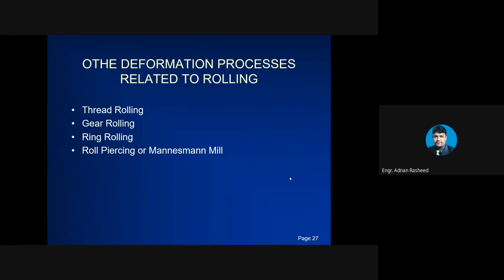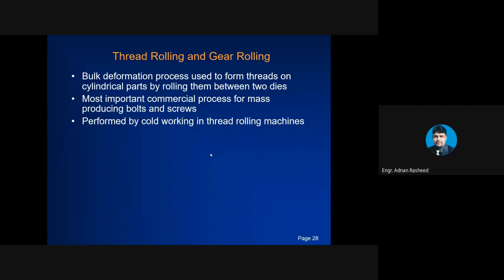Now, other deformation processes that are related to rolling are thread rolling, gear rolling, ring rolling, roll piercing, or Mannesmann mills. Thread rolling and gear rolling are deformation processes used to form threads on cylindrical parts. Instead of machining, you have rollers that have threads, and by passing the part through these rollers, the threads are formed on that cylindrical metal shape. It is a deformation process used to form threads on cylindrical parts by rolling them between two dies.